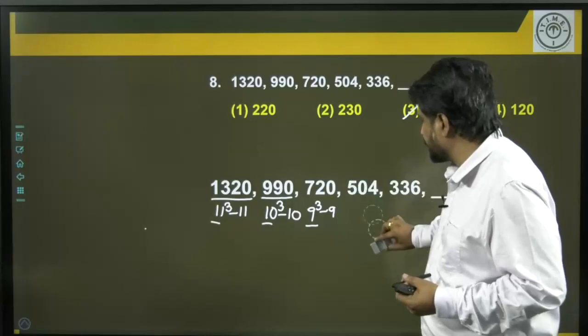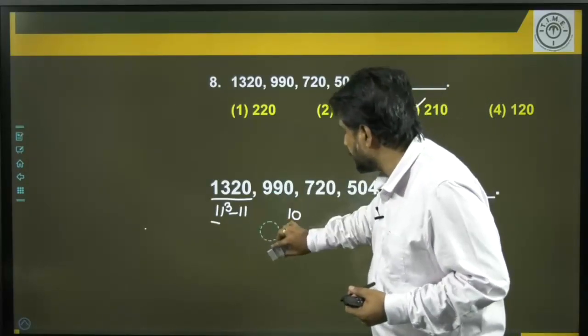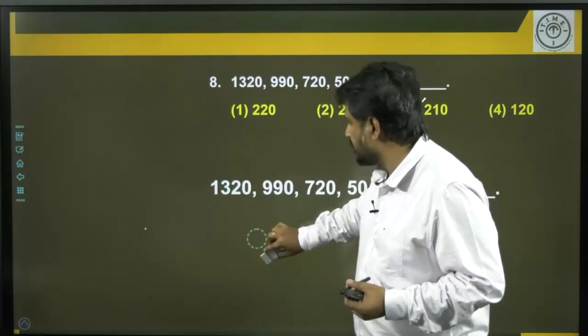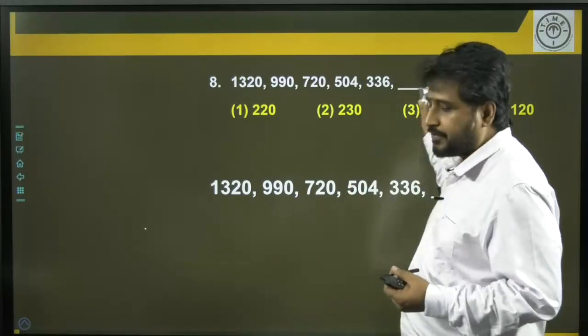So not only perfect cubes and perfect squares, you should also try to recognize the numbers which are close to perfect squares and perfect cubes.